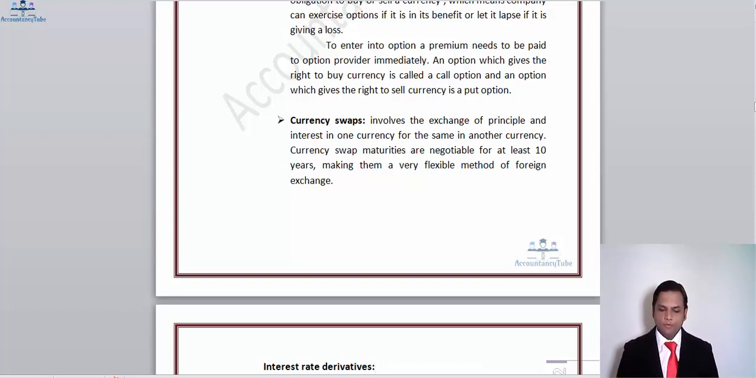Next thing we have is currency swaps. It involves the exchange of principal and interest in one currency for the same in another currency. Currency swap maturities are negotiable for at least 10 years, making them a very flexible method of foreign exchange.